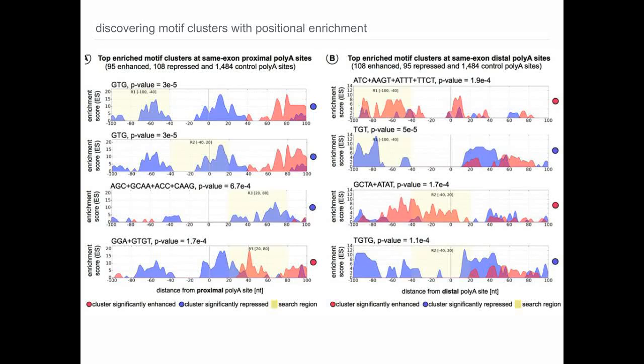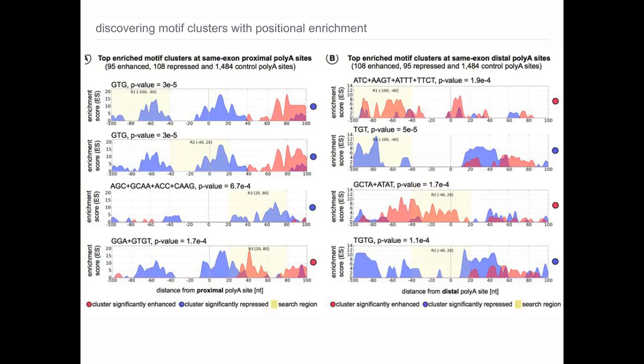But just to give you how this works in case of the polyA sites regulated by TDP43, if we look at the polyA sites that are proximal, we see that when these sites are repressed, then the motif that is mostly enriched in this first region upstream of the polyA signal is the GUG motif. And actually the same also happens at the position that overlaps with the polyA signal and the cleavage site.